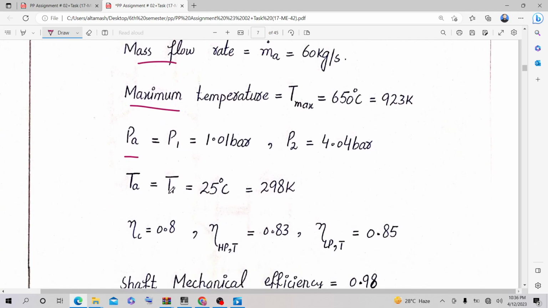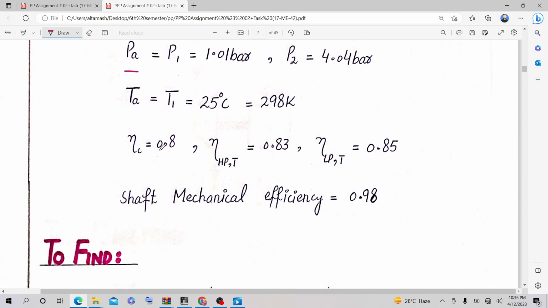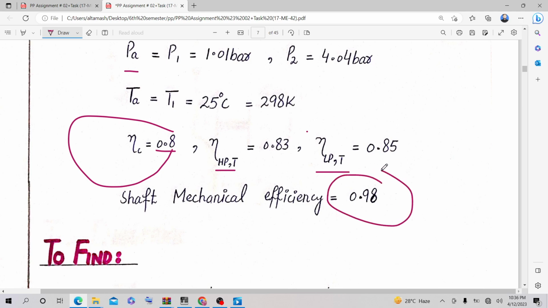TA is given, T1 is given, and we have given NC is equal to 0.8. We have given NHPT and we have given NLPT. That is the isentropic efficiency of compressor, isentropic efficiency of high pressure turbine and low pressure turbine. And we have also given shaft mechanical efficiency. Now, what is shaft mechanical efficiency?